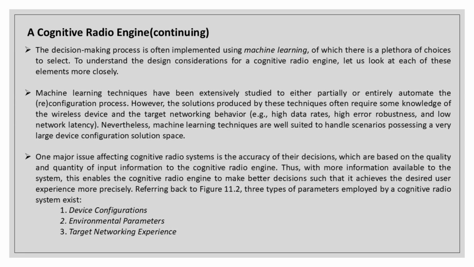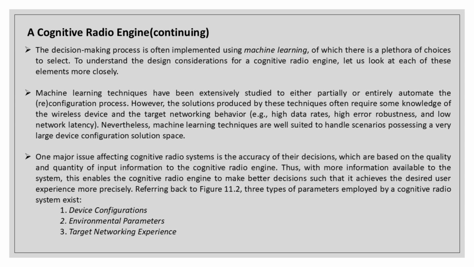One major issue affecting cognitive radio systems is the accuracy of their decisions, which are based on the quality and quantity of input information to the cognitive radio engine. Thus, with more information available to the system, this enables the cognitive radio engine to make better decisions such that it achieves the desired user experience more precisely.